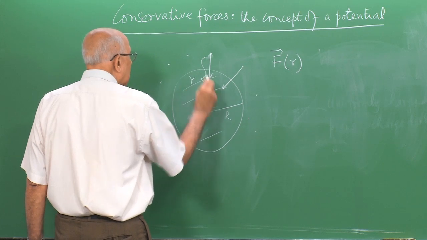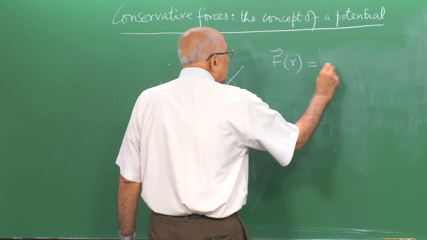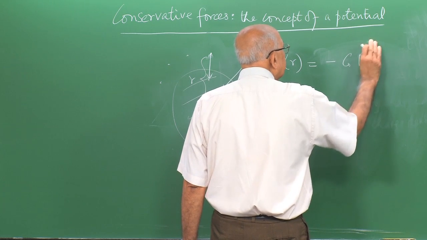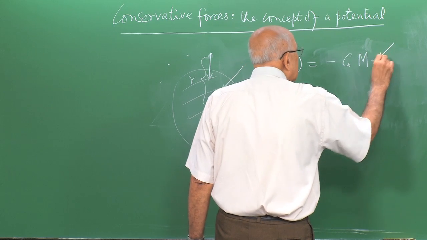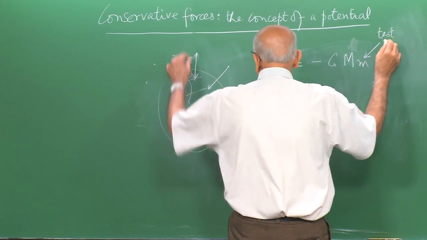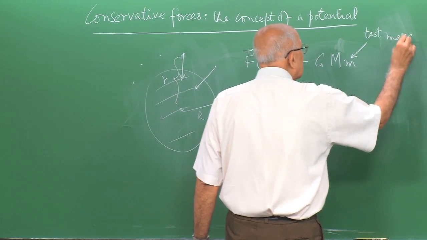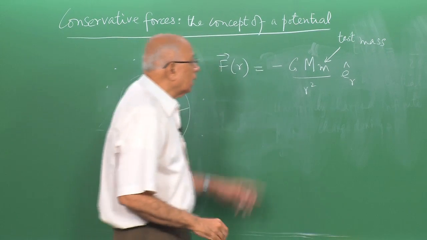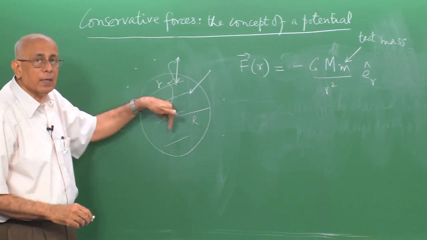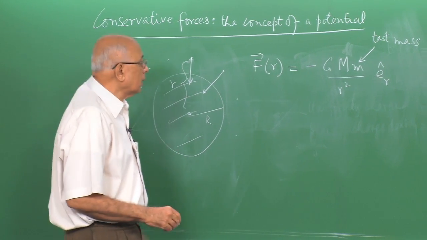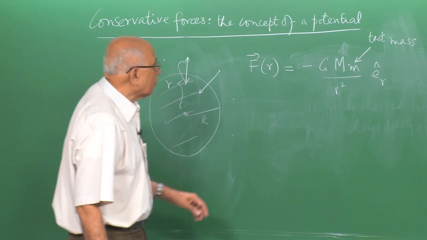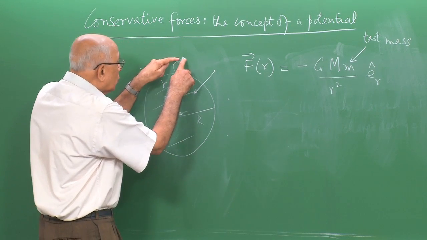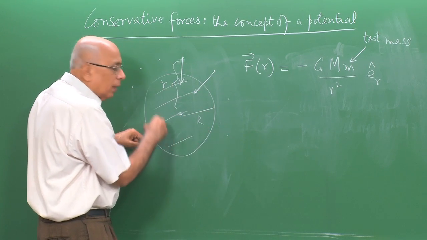So if this distance is r, the force is equal to minus G times M, the mass of the Earth, times little m, my test mass, whatever mass I put at this point, like the test charge, divided by r squared, times the unit vector in the radial direction. The minus sign shows that the force is directed radially inwards as opposed to outwards. That's the force, and we know this from Newton's law of gravitation, together with the fact that this is the gravitational force on this point due to every mass element of the Earth.